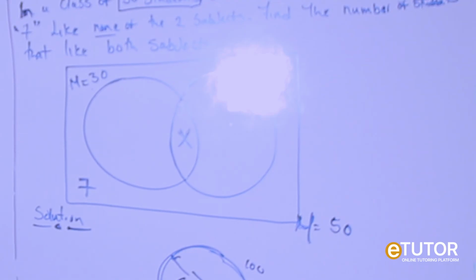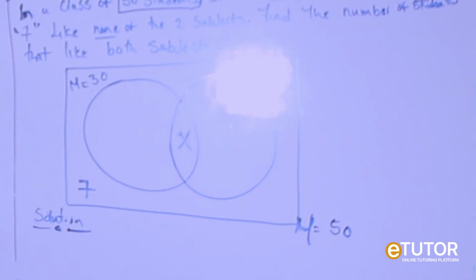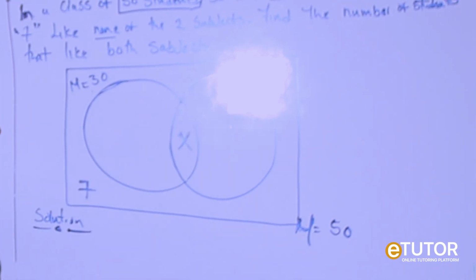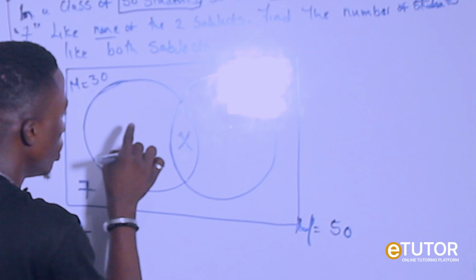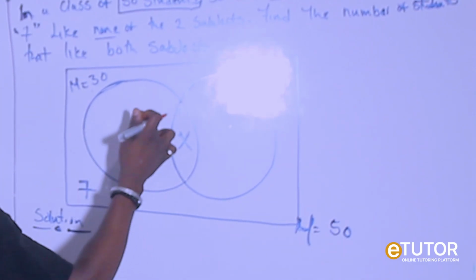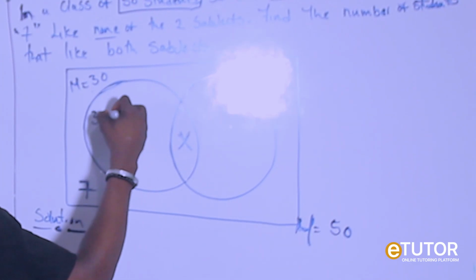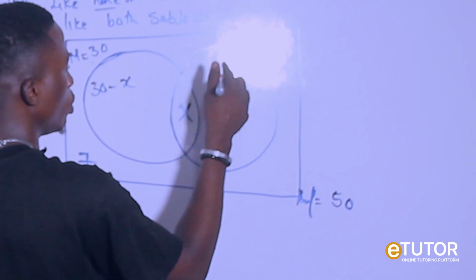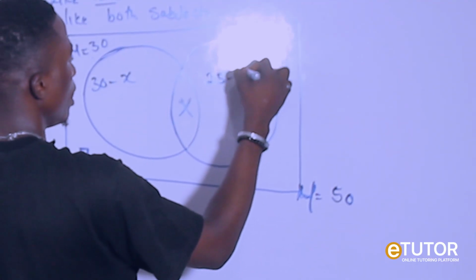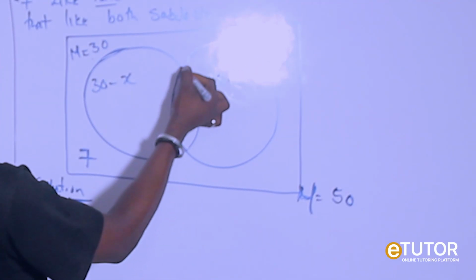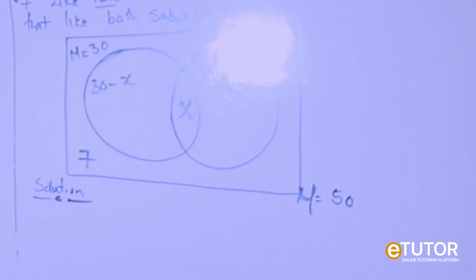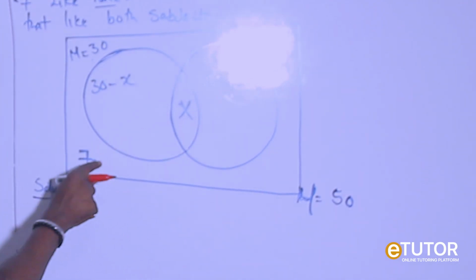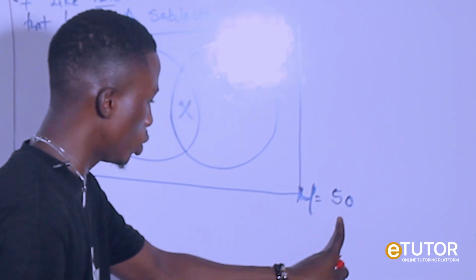So, with that knowledge, let us do this. This entire circle here, from here to here, is 30. But a portion X has been cut out. So what will be the value of this side only? It will be 30 minus X. The value of this side will also be 25 minus X, because X is also cut out of this portion of E. So now here is 30 minus X, here is 25 minus X, here is 7, and we have our universal set equal to 50.